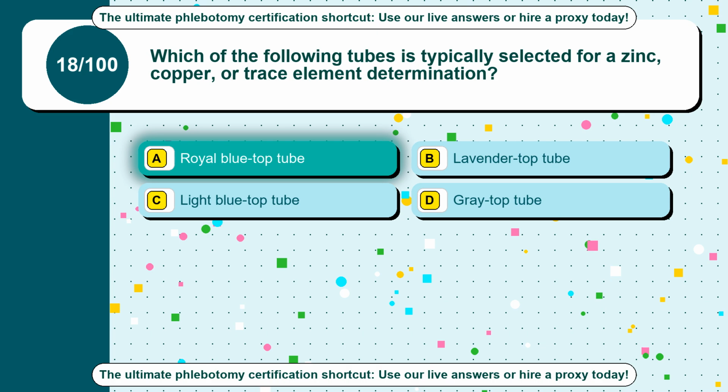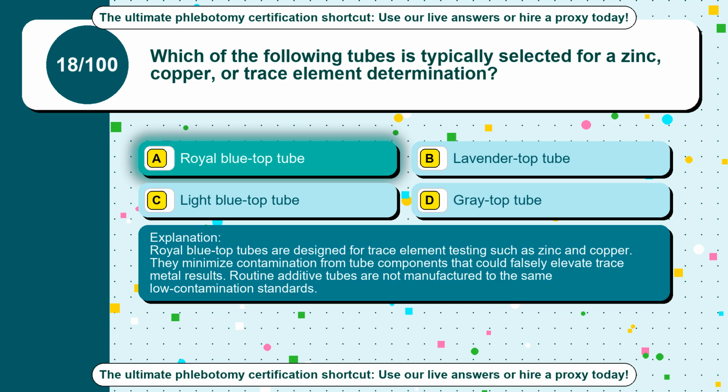Royal blue top tube. Royal blue top tubes are designed for trace element testing such as zinc and copper. They minimize contamination from tube components that could falsely elevate trace metal results. Routine additive tubes are not manufactured to the same low contamination standards.